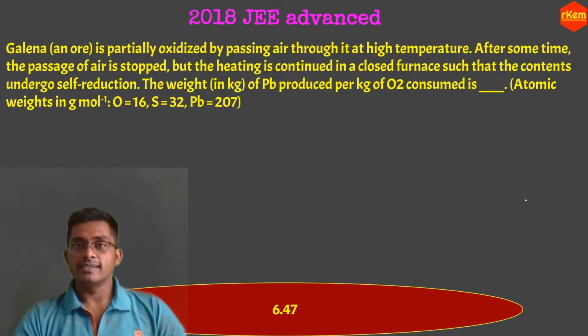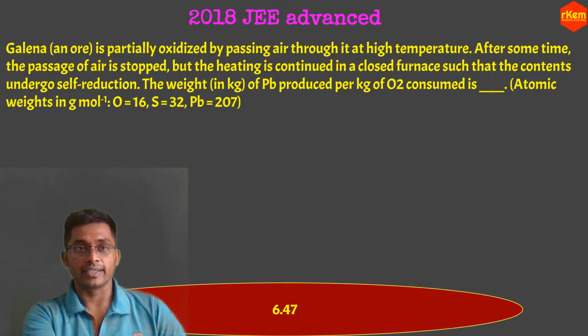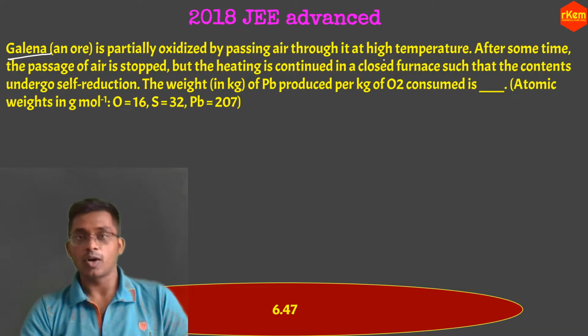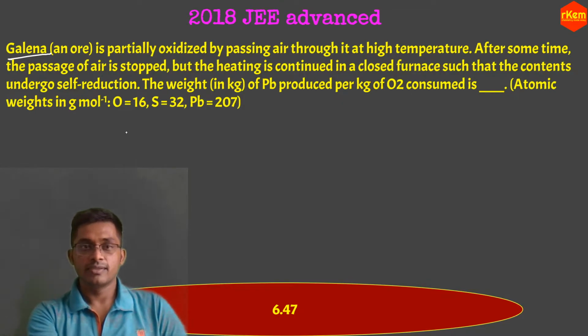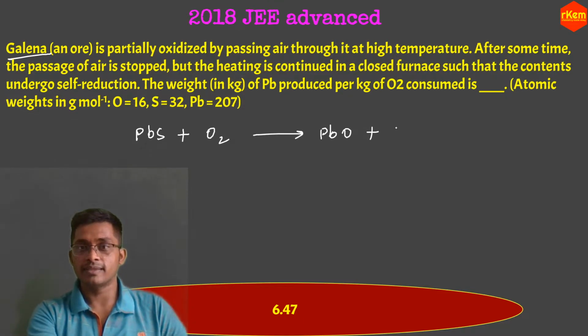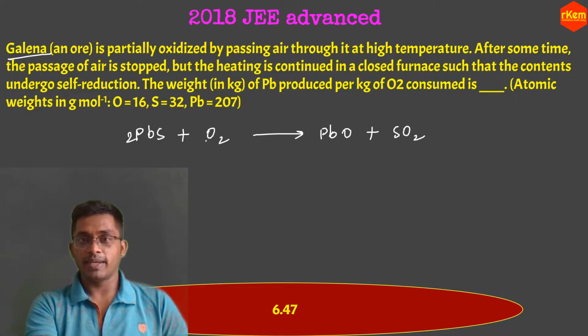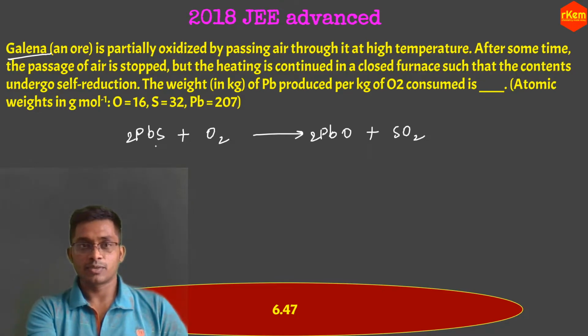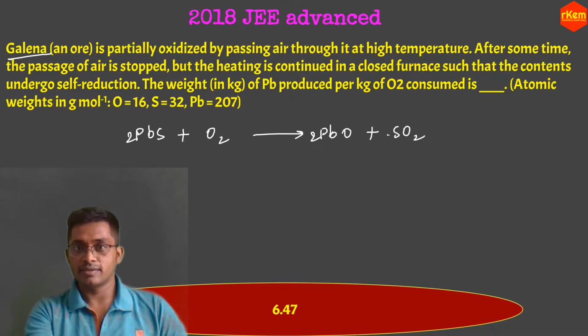So one numerical is framed based on self reduction of lead sulfide, galena ore, partially oxidized by passing air, and after some time air is stopped but heating is continued. So just look at these reactions, you know? PbS, if you supply air, gives PbO plus SO2. Let's balance this equation. So if you balance this, 2 PbS, and this is 2 SO2 and this is 3 O2.